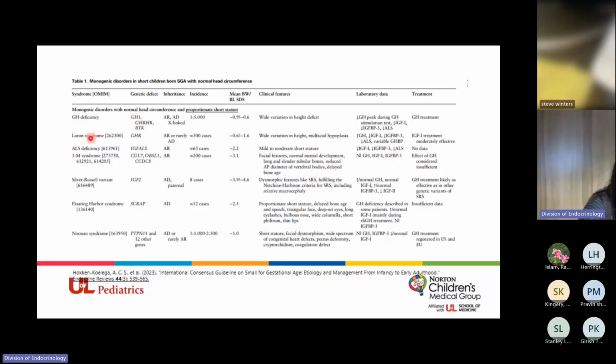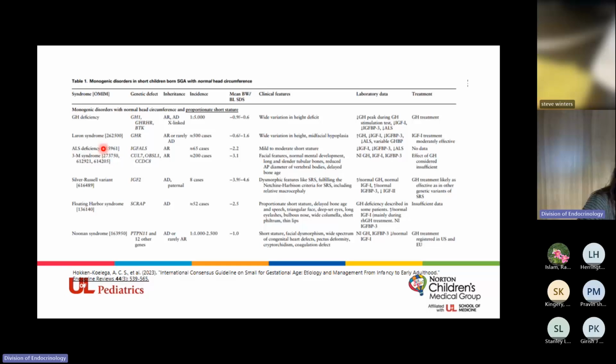Laron syndrome is similar. This is due to mutations in the growth hormone receptor. Again, they're typically smaller, more in length than weight, but most of them will be within what is considered normal, so above -2 standard deviations.